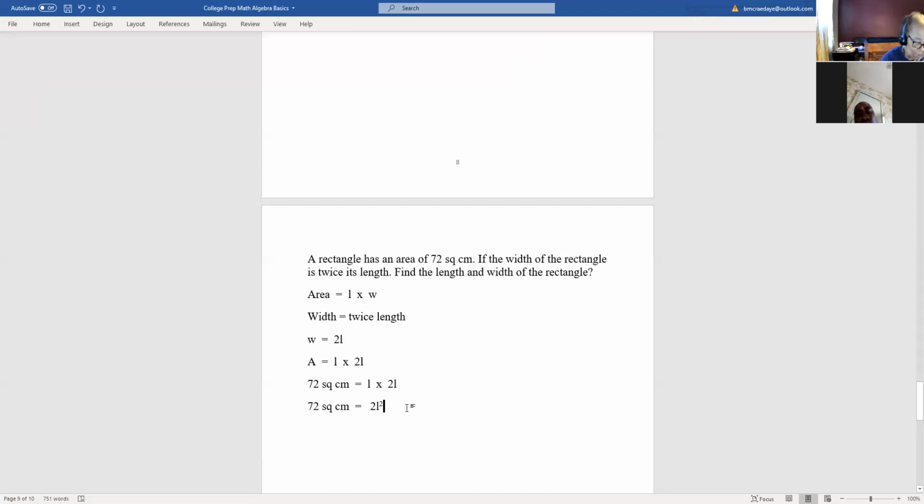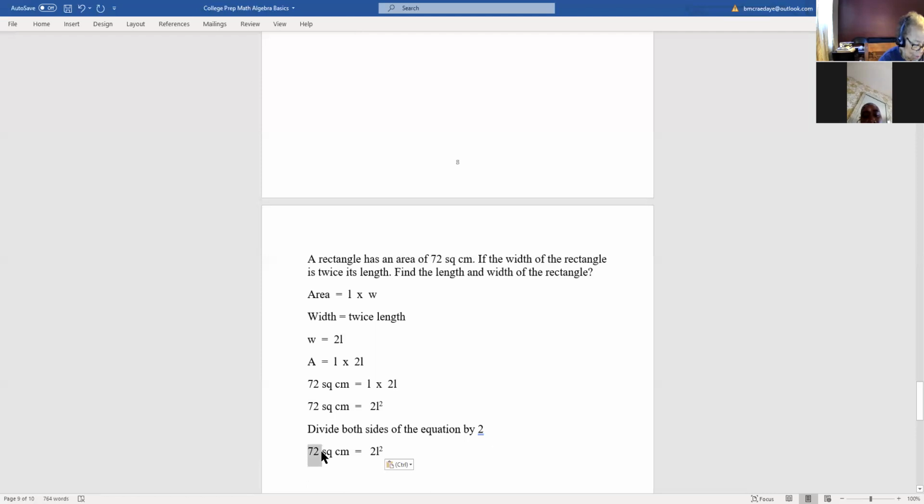Now what do I do next? You gotta divide. Divide by what? 2. Yes, divide both sides of the equation by 2. So what would that give me? Let's put the 72. No, that's 2L now. So I'm going to divide both sides by 2.